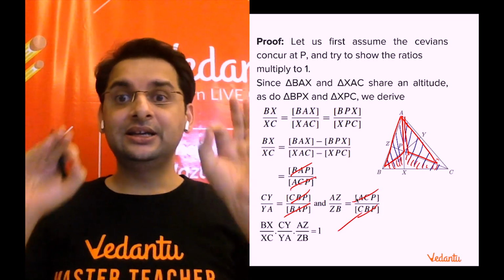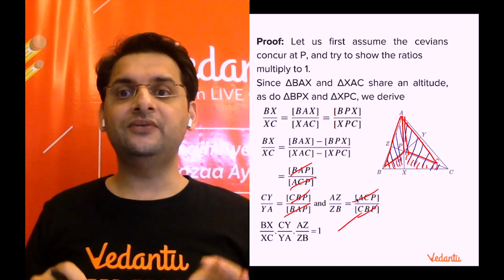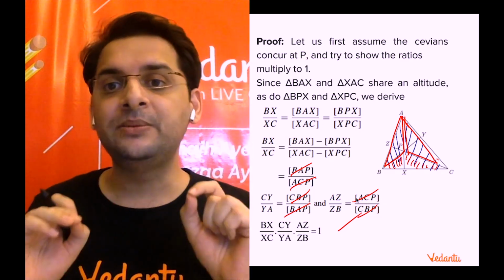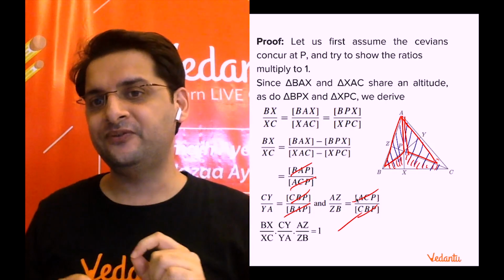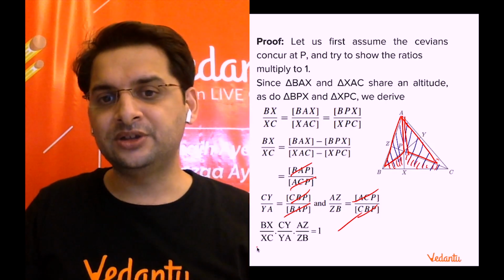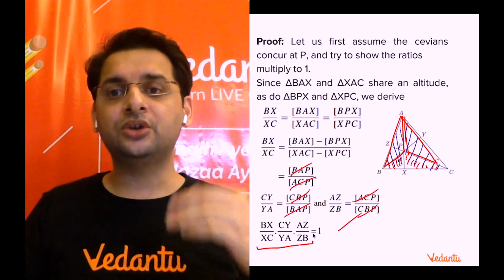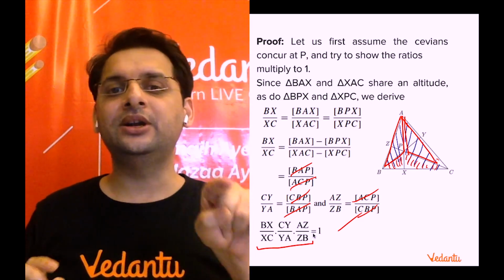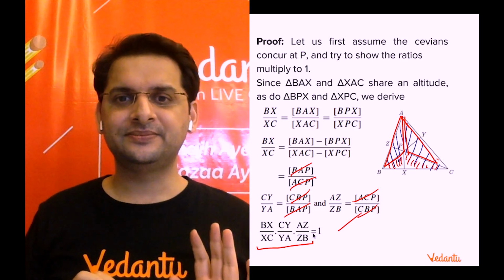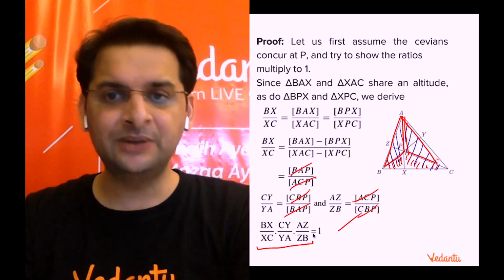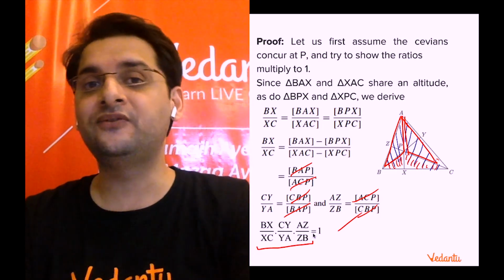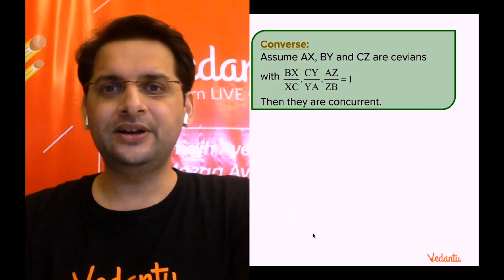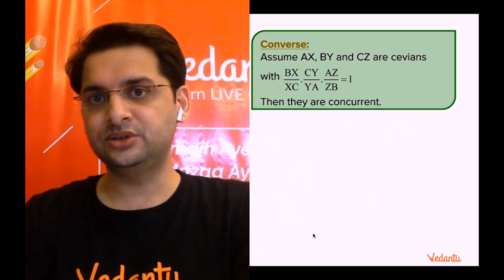So that means 3 segments of a triangle will meet at a common point if and only if this ratio, the product of the ratios of the segments of the opposite sides in a cyclic order, is 1. That is it. Okay, so this is so simple a proof and so powerful a theorem. All right. Now there's a converse also.